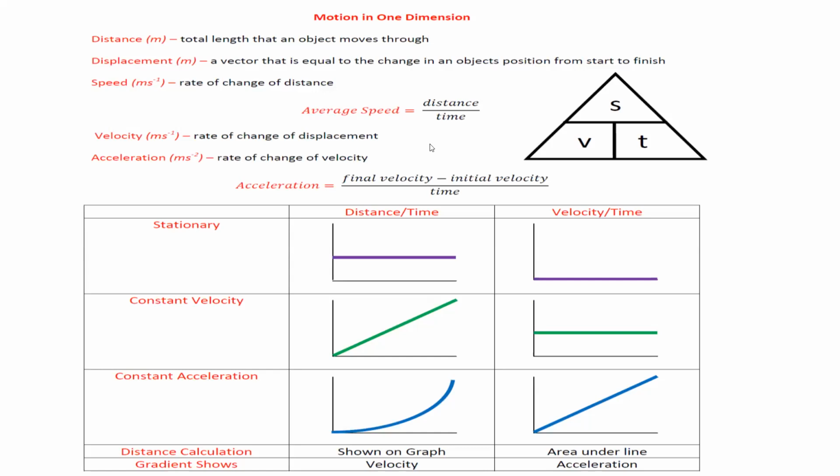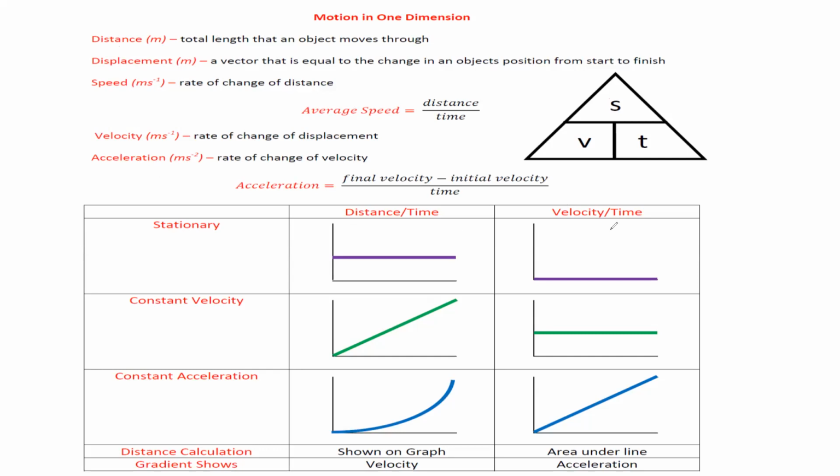So if we summarize this part, distance is the total length that an object moves. Displacement is the shortest distance between the 2 points. Speed is a rate of change of distance, velocity is a rate of change of displacement, and acceleration is a rate of change in velocity.